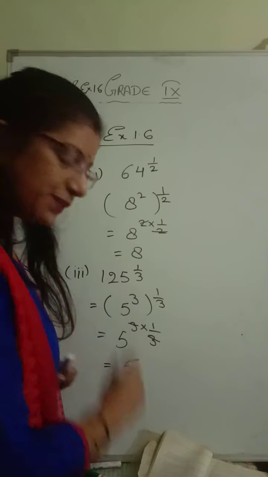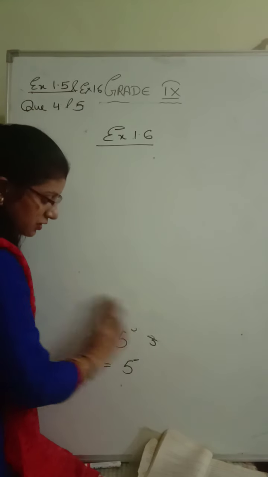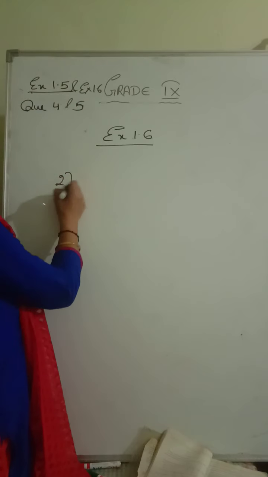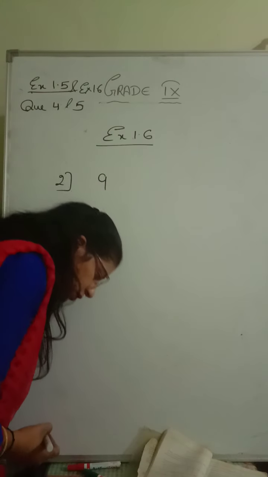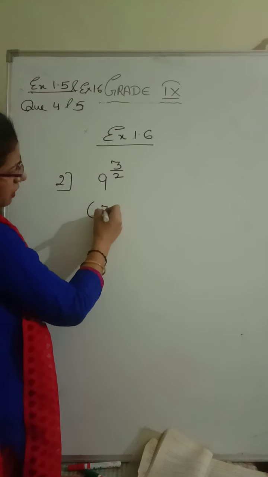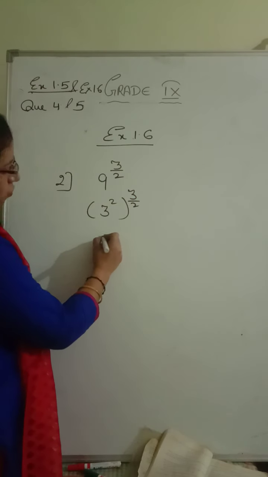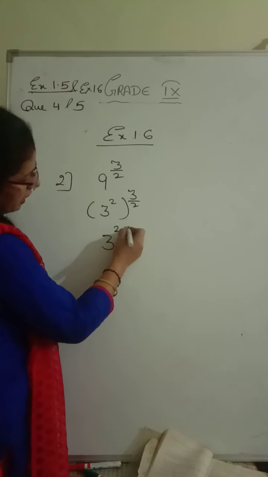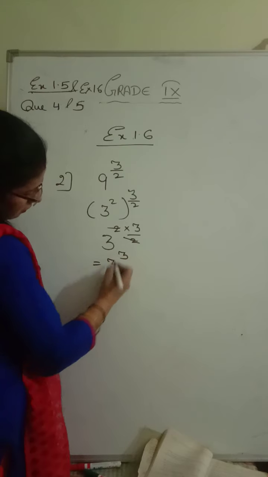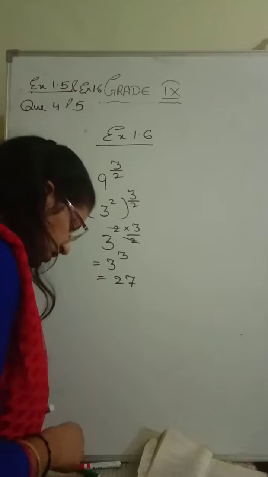Now come to question number 2. I think you will be able to do it. Definitely you can do it. Question number 2, find 9 raised to the power 3 upon 2. So, very easy, same like this. 9 can be written as 3 square. Outside 3 upon 2 will remain as it is. So, open the bracket, 3 raised to the power 2 multiplied by 3 upon 2. 2 to 2 cancel. 3 raised to the power 3. What is 3 raised to the power 3? 27.